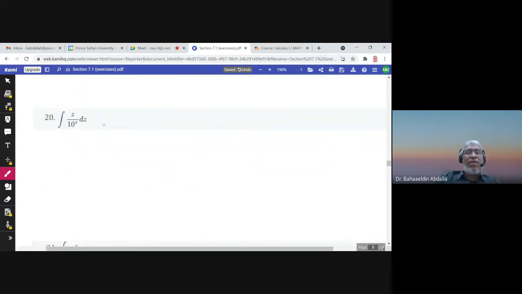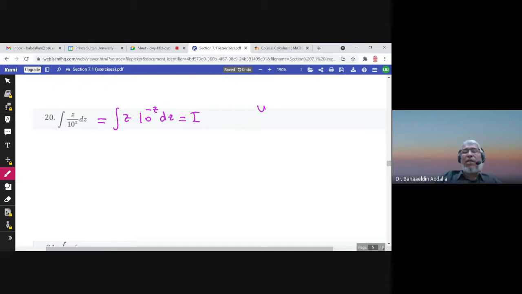Well, this integral, if you like, I can write it as the integral of z times 10 to the power negative z dz. All right. And I will call it I.